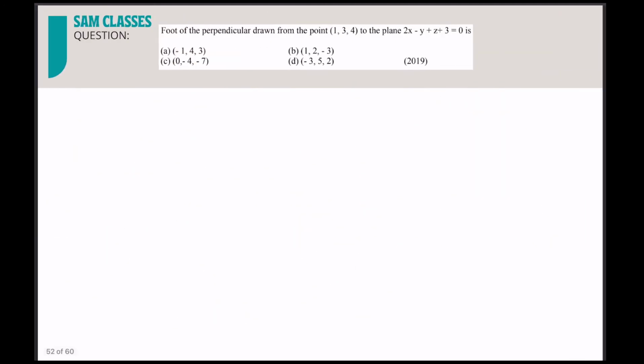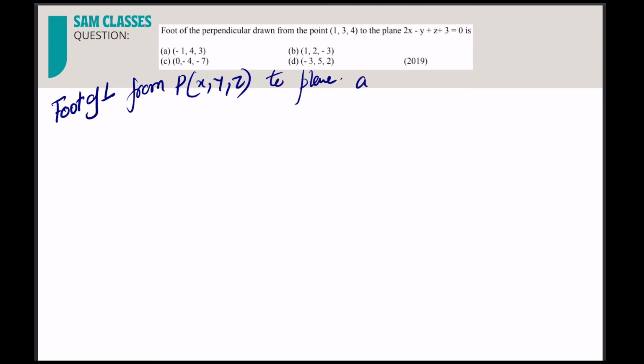Now, next is again foot of perpendicular question. Okay, I already told you I'm giving you a shortcut formula. I'll give you what is a substitution method also. So I'll show you two to three different methods. Whichever suits you, you can take it. One is foot of perpendicular from, let's say a point is there, x comma y comma z, to plane, some plane is there, ax plus by plus cz equal to d.